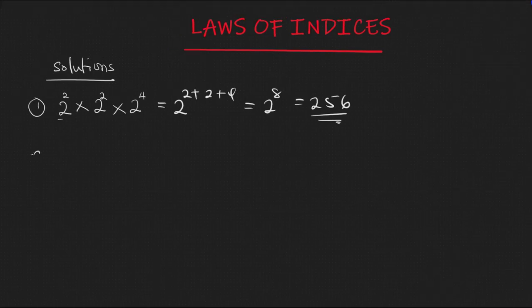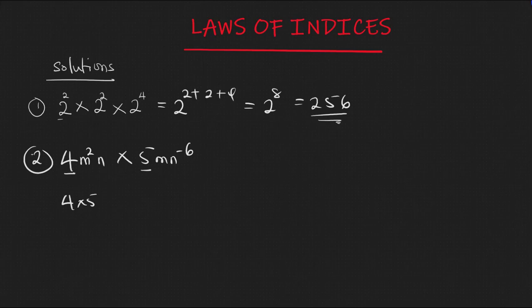The second question is 4m squared n multiplied by 5m n raised to power minus 6. Notice that this 4 and this 5 are not the same base, so we simply multiply them together: 4 times 5. Since m has the same base as this m, we bring them together using the addition law. Since they have the same base, we simply add the powers.